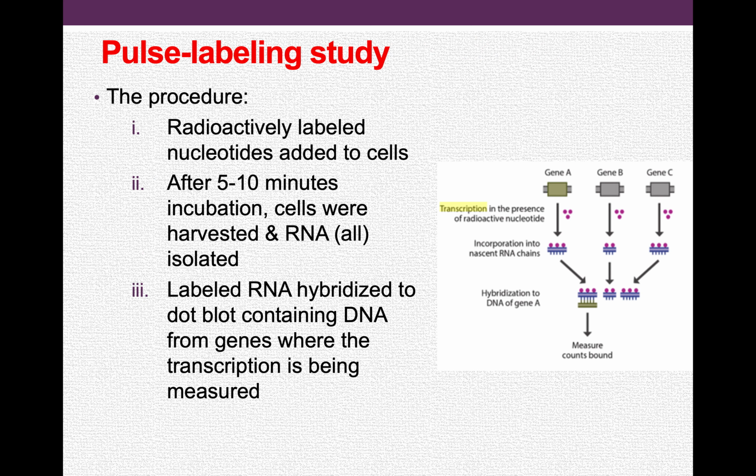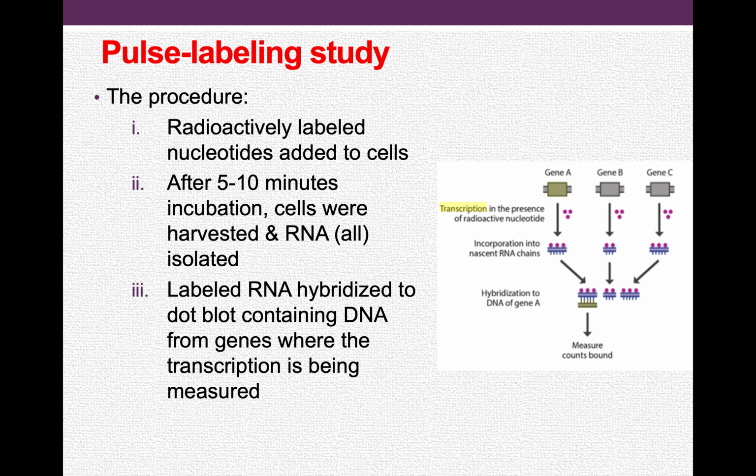Alright, so let's have a look at each and every one of the four. So the pulse labeling study, this was done way back in the 1980s, but it's still being done now. It's just that the radioactive label is being replaced with a safer label. But either you're using radioactive or a safer label. So the nucleotides are labeled and of course added to the cells, as you can see over here. After 5 to 10 minutes of incubation, done at room temperature, the cells were harvested and all the RNA was isolated.